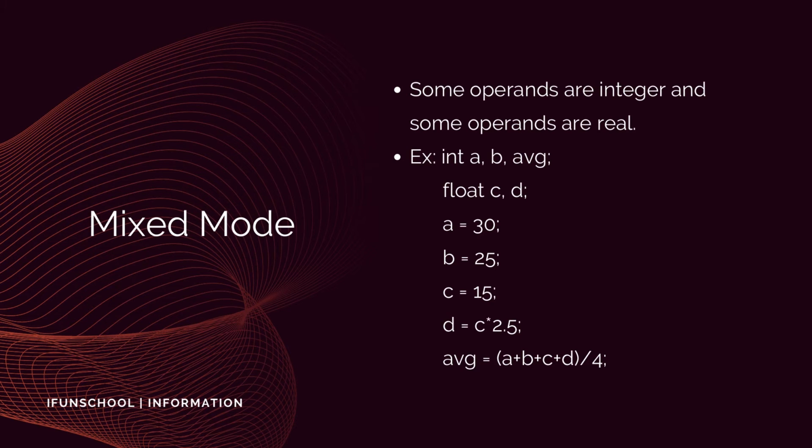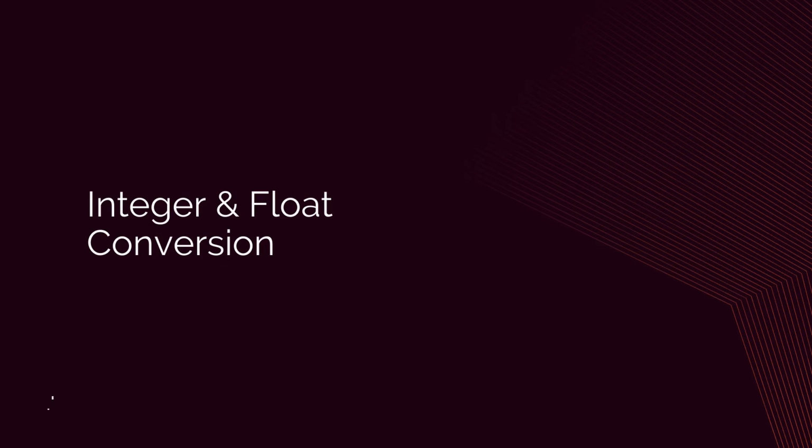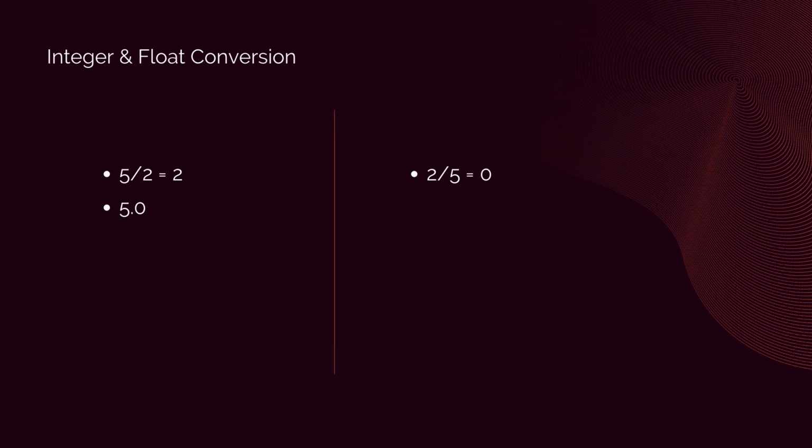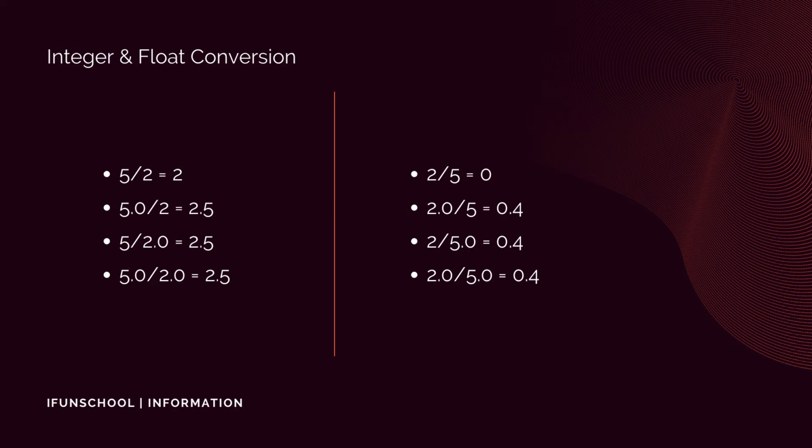There are a few important topics we should know about. Among them, first one is integer and float conversion. Its rules are like this. Arithmetic operation between an integer and integer always yields an integer result. Arithmetic operation between real values always yields a real result. Arithmetic operation between an integer and a real value always yields a real result. Here are a few examples to help you understand those points.